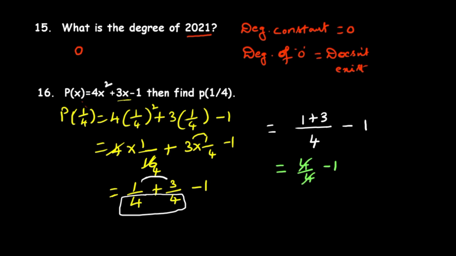4 and 4 get cancelled, again 1 you get. So 1 minus 1 equal to 0. Okay, so this is the answer for this question. Next one, so what we call here 1 by 4 now? The 1 by 4 is the 0 of the given polynomial 4x square plus 3x minus 1. Okay, because we got answer is 0 here.